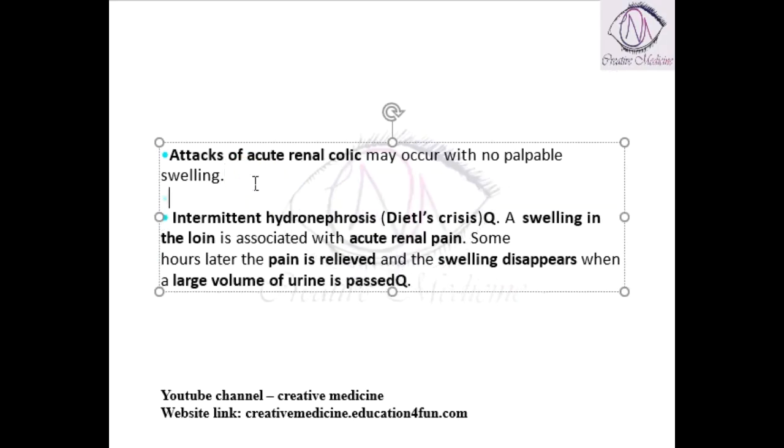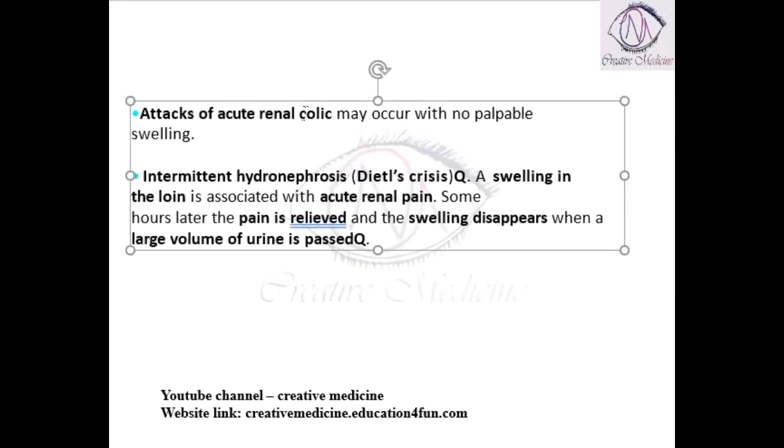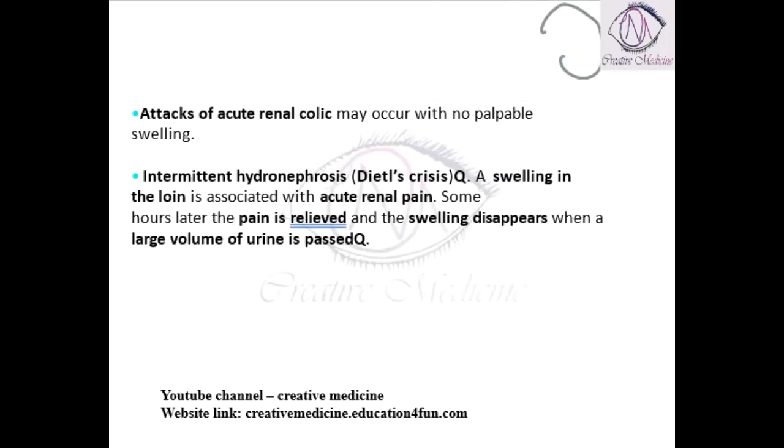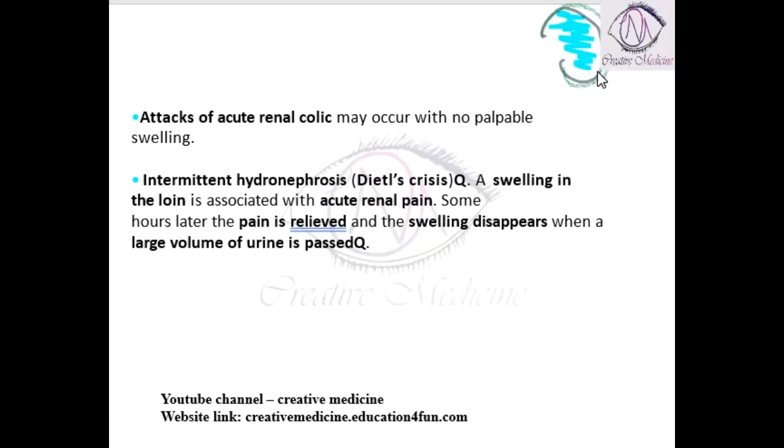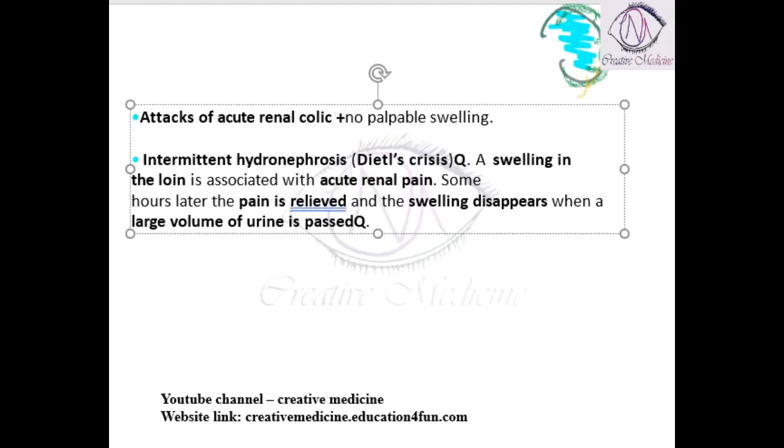When the renal pelvis is completely filled with fluid, this will stretch the renal capsule. This renal capsule is responsible for pain, because it is innervated by nerve fibers, so this will result in pain. So the patient will present with acute attacks of renal colic, which can occur with or without swelling.